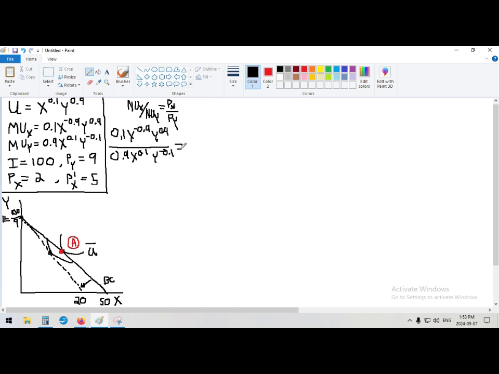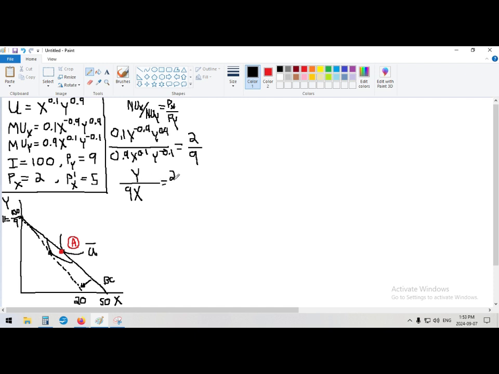And on the right-hand side here, we have to use the prices for the original point here. So we'll have Px of 2 and Py of 9. So working out the algebra here, you can see in the front the coefficients. We have 0.1 over 0.9. Okay, that just becomes 1 over 9. Just keep the 9 here at the bottom. And then for x, we just have to deal with the exponents. So we have negative 0.9 and then minus 0.1. So it'll be a minus 1 in total. So that'll be x on the bottom. And then for y, we have 0.9 minus 0.1. So it'll go positive, and that'll just be y to the 1, or y on the top.